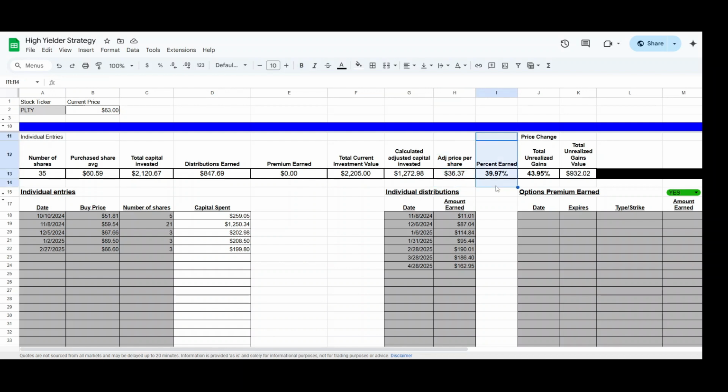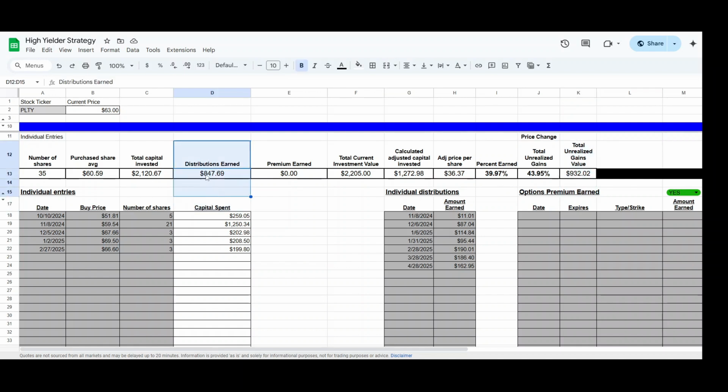My percent that I've earned is 39.37 off of that adjusted price per share. And if I was to sell the shares at the current price of $63, I will have earned $932.02 above what I have invested. So if I was to sell my shares right now, which I'm not going to, but if I did, then I would earn that $932, which is more than my current distributions earned of $847.